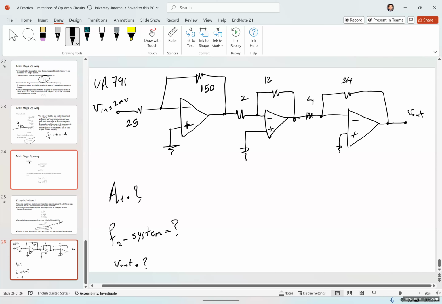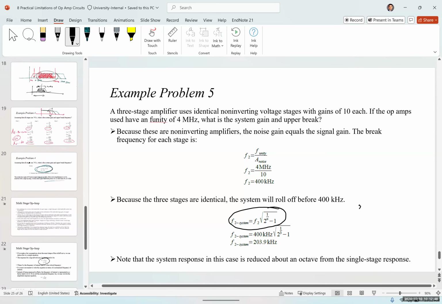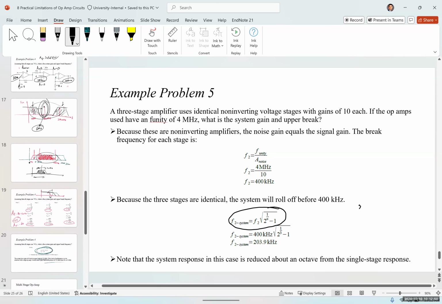The formula for finding F2 in the left case. What's the hertz in the first one? Gain bandwidth product over A noise.